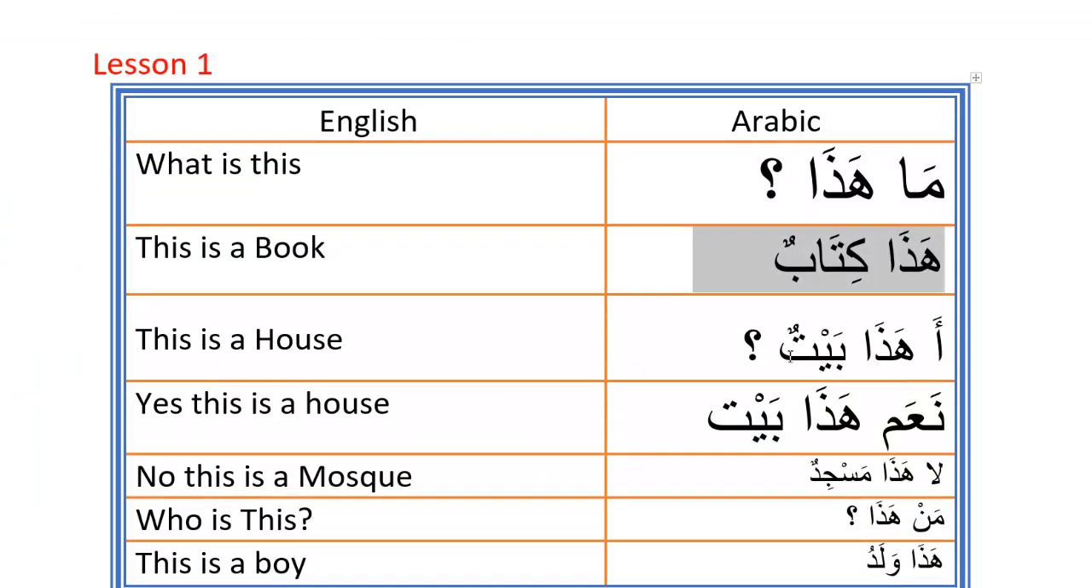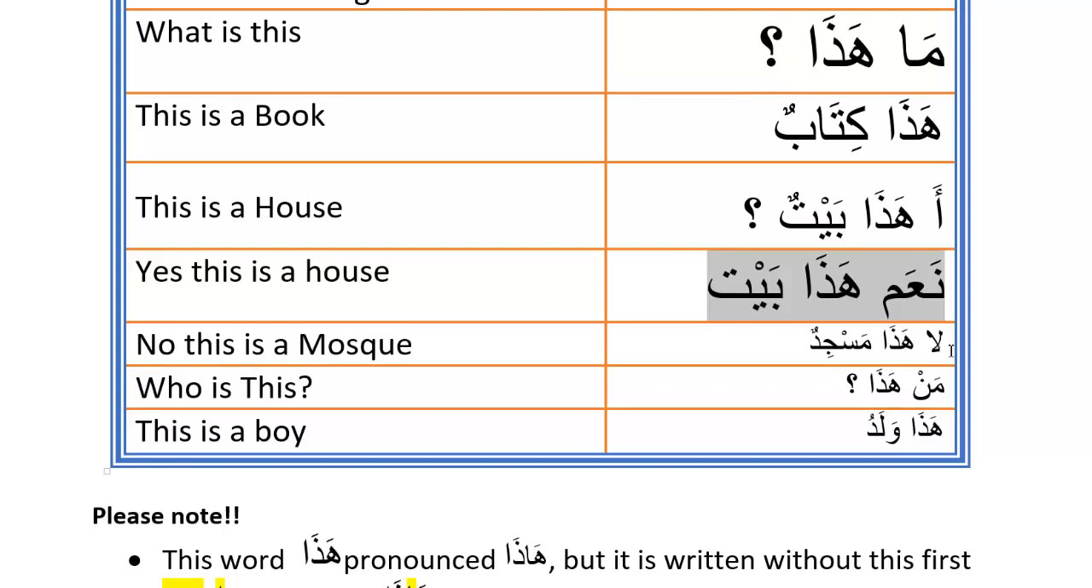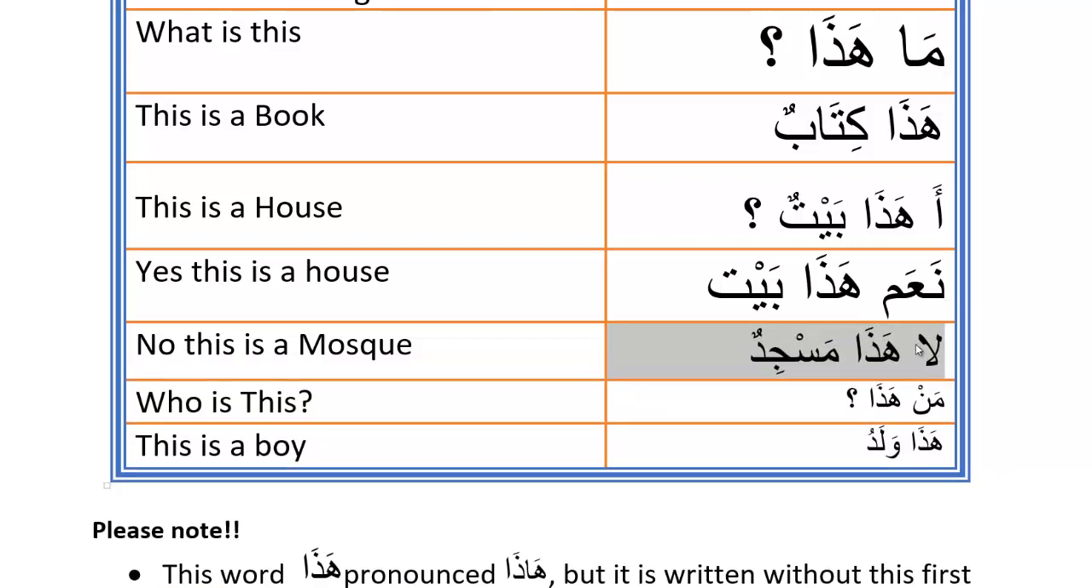أهذا بيت. This is a house, or you can say, is this a house, or this is a house. أهذا بيت. نعم. The answer. نعم هذا بيت. Yes, this is a house. Okay. لا. Here. لا هذا مسجد. Let's zoom in. لا هذا مسجد. No, this is a mosque.